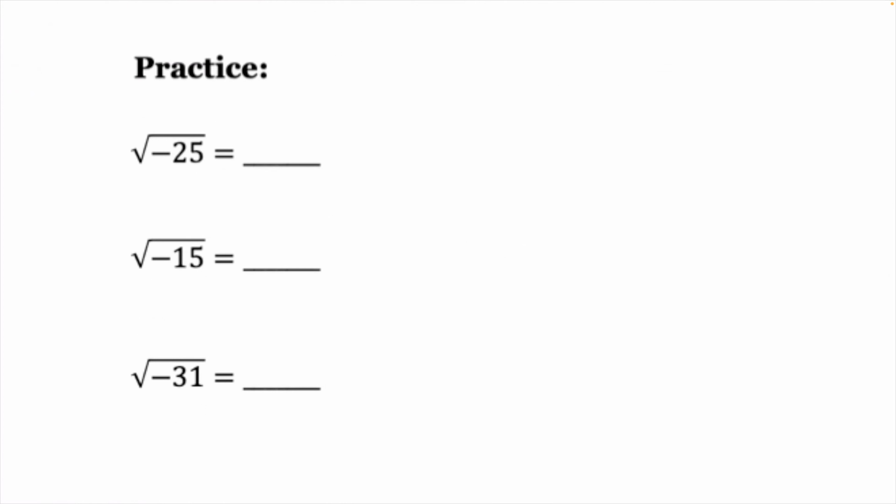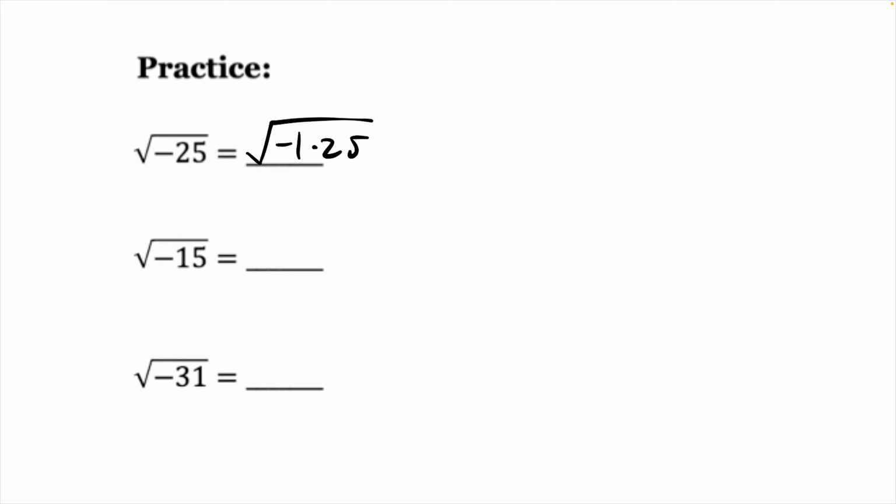Okay, so let's do some practice here. What's the square root of negative 25? 5i. Good. 5i, right? Because it's the same reason. Negative 1 times 25, the square root of negative 1 times the square root of 25, 5i.